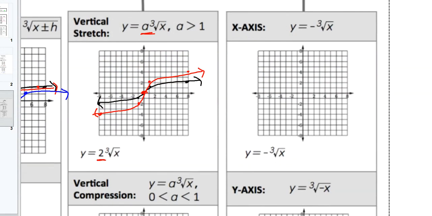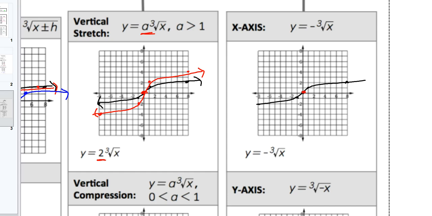Okay, our last two transformations here are going to be reflections. So let's look at these. Get the parent function on there. Right, so the first one we're going to do is a reflection across the x-axis. Remember, when we reflect across the x-axis, all of the y values switch. So 0 is going to stay the same.